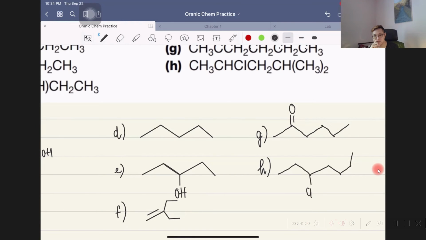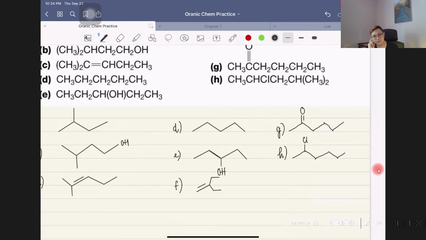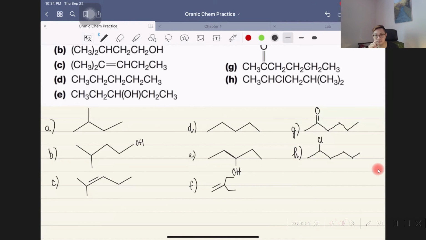Something is wrong with the Cl. It should not be on the third carbon, it's on the second carbon actually. Oh yeah, that's right. You keep making this mistake, so I'm a bit worried. Cl 1, 2. Can you scroll up a little bit? Yeah, okay, I got it.